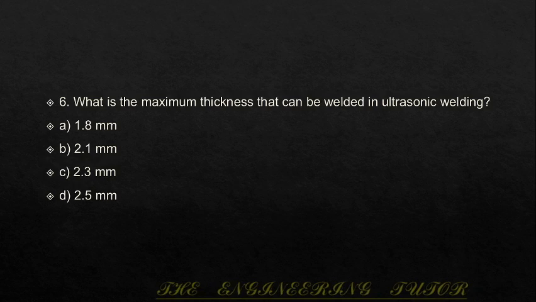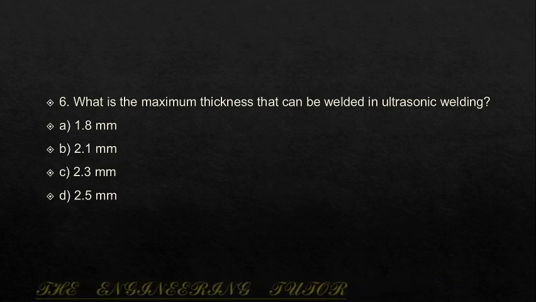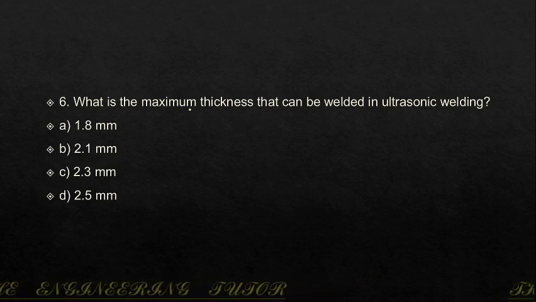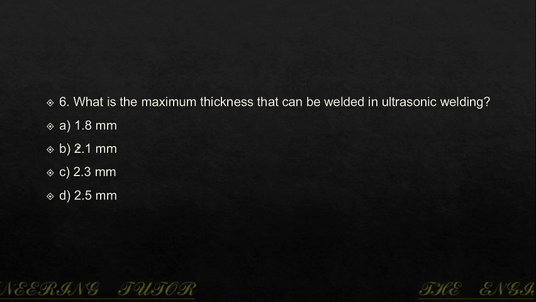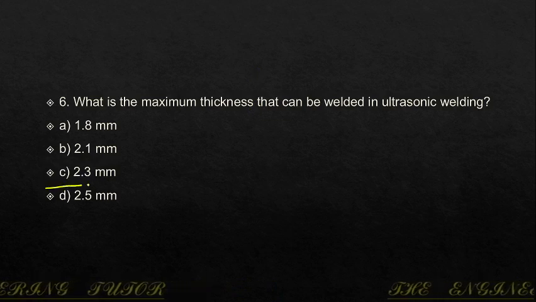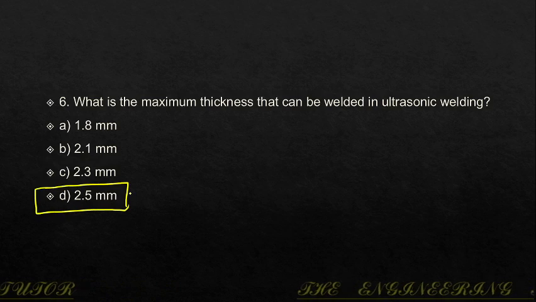What is the maximum thickness that can be welded by ultrasonic welding? Welding such as spot welding or continuous seam welding can be done through ultrasonic welding. The maximum thickness that can be achieved varies depending on the metal, but the maximum thickness that can be welded is limited to 2.5 millimeter. We can do spot welding and continuous seam welding using the ultrasonic welding process.